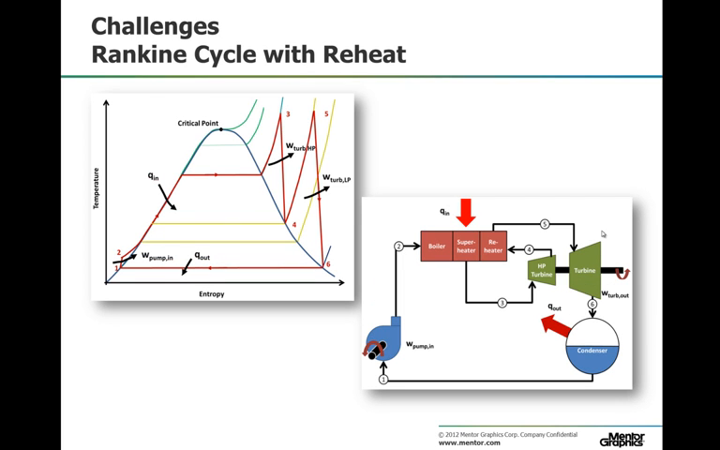Another variation of the Rankine cycle is Rankine cycle with reheat. This is a typical configuration for a two-turbine system where there are high and low pressure turbines in series. The steam is reheated after it exits from a high pressure turbine and before it enters the low pressure turbine.